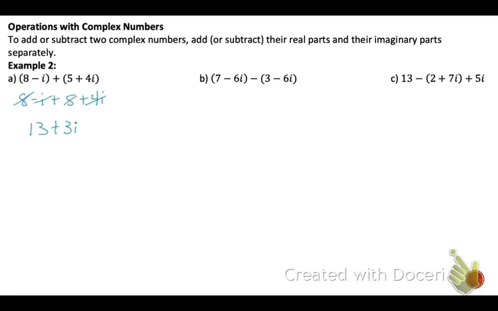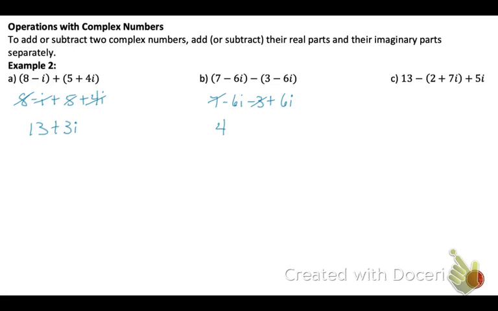In B, we are subtracting two imaginary complex numbers. So we simply drop our parentheses, 7 minus 6i. We have to distribute the negative 1 to the second so that we subtract both parts. Then we combine the real number parts, 7 minus 3, which is 4, and our imaginary parts, which is 0.